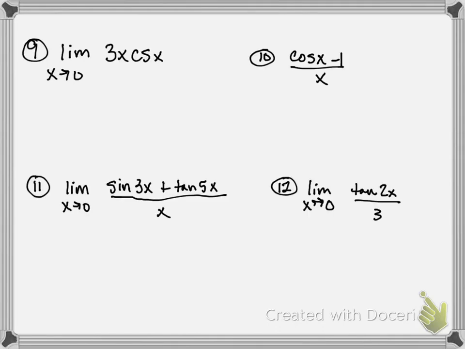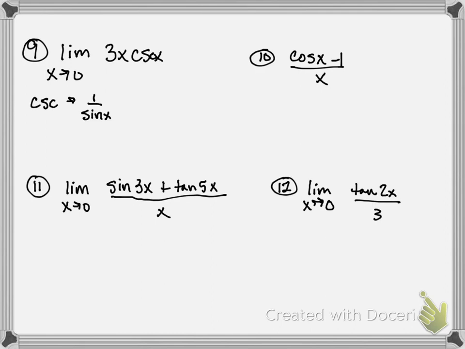Okay, let's look at some of these other problems. So the last 4. Okay, so here is 9 through 12. On the first one, we have the limit as x approaches 0 of 3x cosecant of x. So what we have to do is we have to remember that the cosecant of x is the same thing as 1 over sine of x.